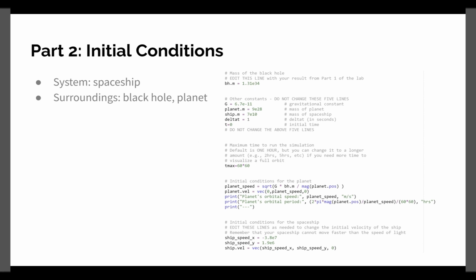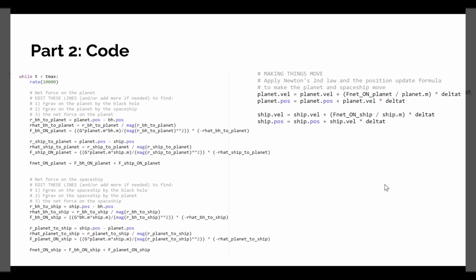Down here is where I input the velocity that I'll need for my ship to get close to the black hole, but not be pulled into the orbit or crash into the planet. This was determined through trial and error. Here's the actual code for part two. I calculated the net force on the planet by adding up the force from the black hole on the planet and also the ship on the planet, and did a similar calculation for the force on the spaceship. Then, using the F net, I applied the velocity and position update formulas to get a visual of what the movement looks like.